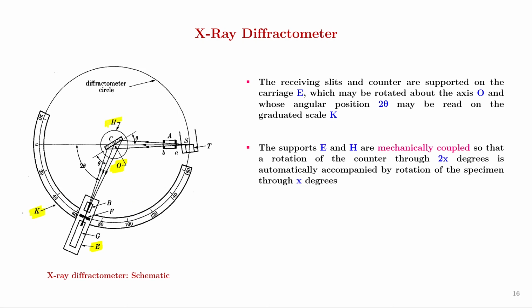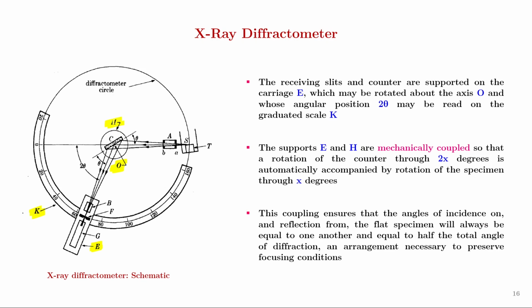The supports E and H are mechanically coupled so that a rotation of the counter through 2x degrees is automatically accompanied by rotation of the specimen through x degrees. This coupling ensures that the angles of incidence on and reflection from the flat specimen will always be equal to one another and equal to half the total angle of diffraction, an arrangement necessary to preserve focusing conditions.